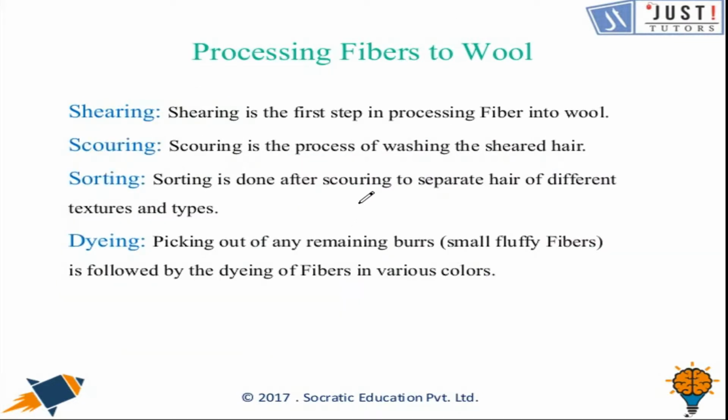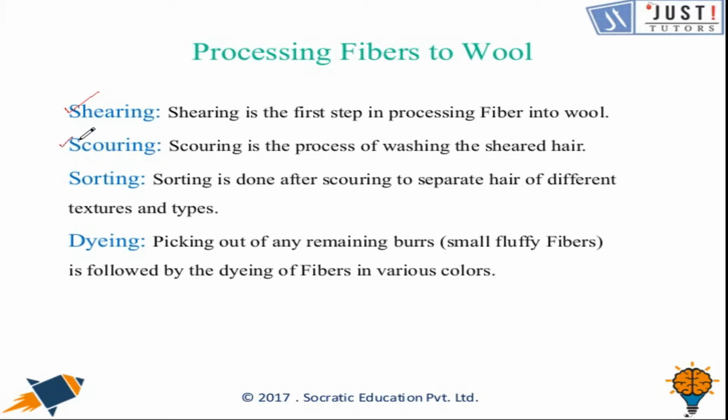Now, the processing of fibers to wool. The process of making fiber into wool follows shearing, scouring, sorting, cleaning of burrs, dyeing, straightening, combing, and finally rolling into the yarn. So the very first is shearing. Shearing is the first step in processing fiber into wool. It is the removal of the fleece of sheep along with a thin layer of the skin. Generally, sheep are sheared in warm weather, usually spring, as they don't require their woolly coats to keep them warm.